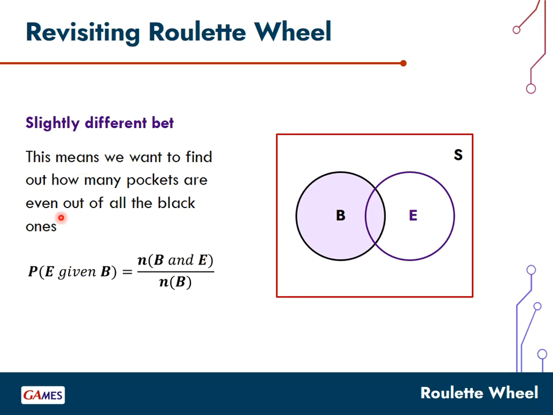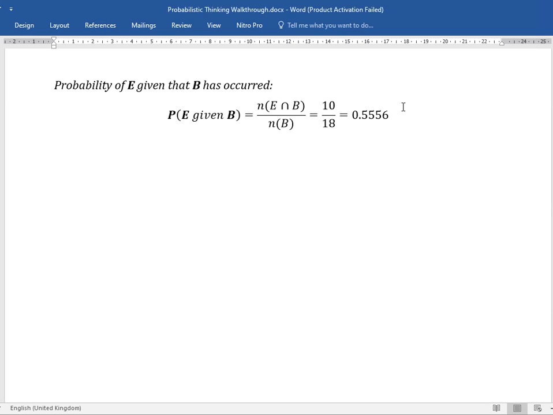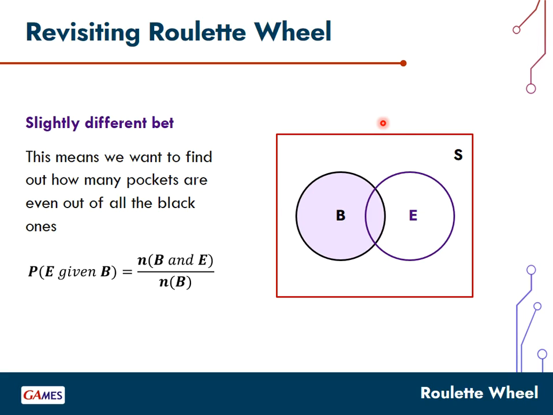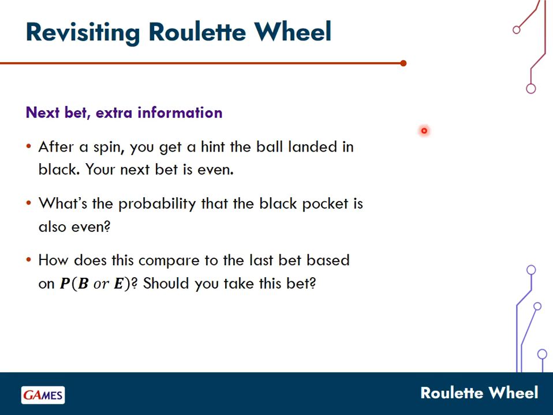So yeah, we wanted to find how many pockets are even out of all the black ones. We've already computed that, and the figure we got was 0.5556. So the question we're asked: should you take this bet? You can just say, okay, let me just go ahead and take the bet.